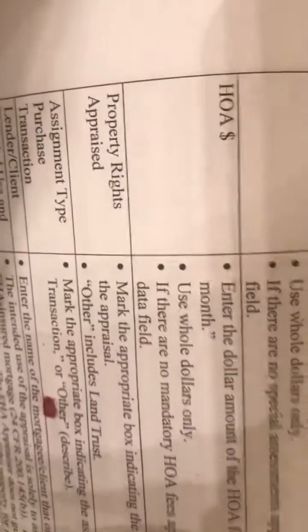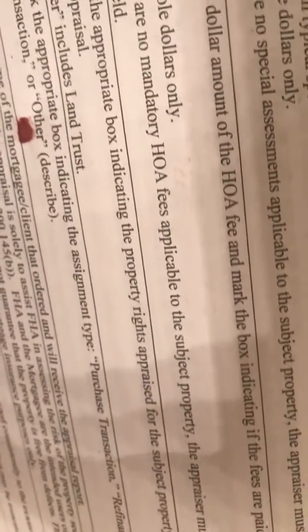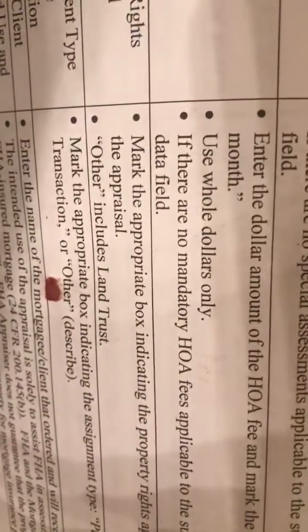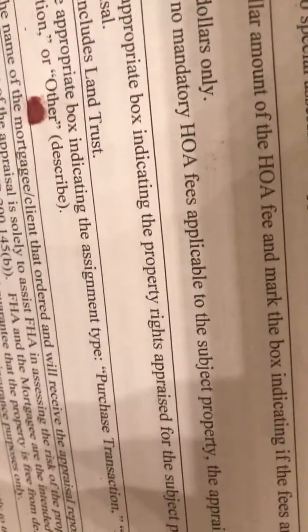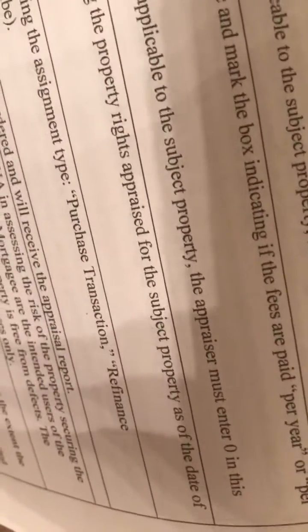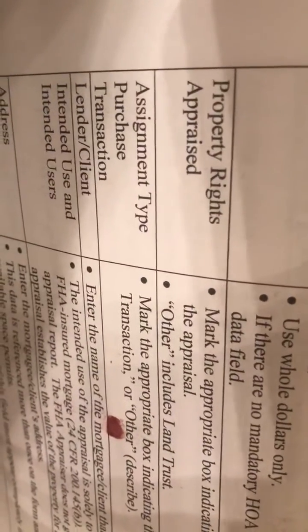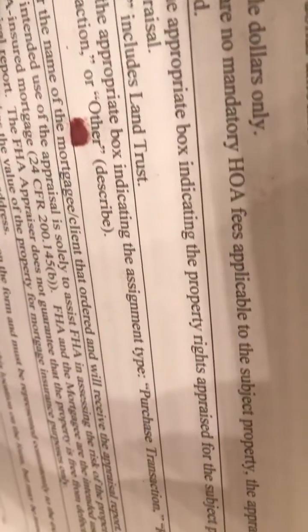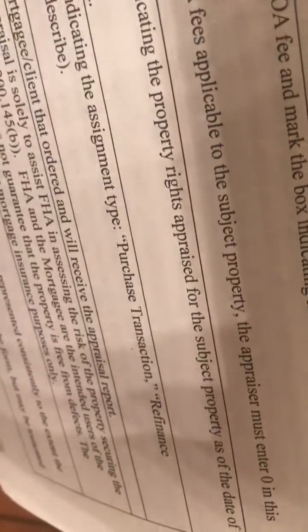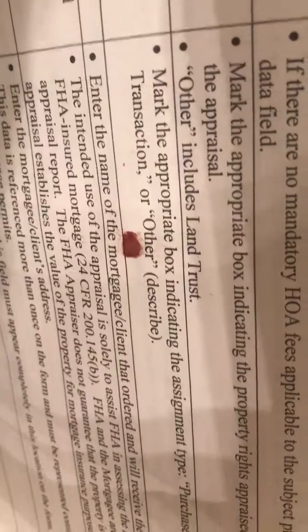Field: HOA dollars. Protocol: enter the dollar amount of the HOA fee and mark the box indicating if the fees are paid per year or per month. Use whole dollars only. If there are no mandatory HOA fees applicable to the subject property, the appraiser must enter 0 in this data field. Field: property rights appraised. Protocol: mark the appropriate box indicating the property rights appraised for the subject property as of the date of the appraisal. Other includes land trust.